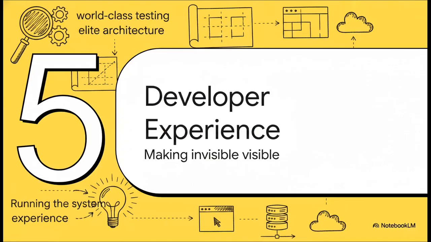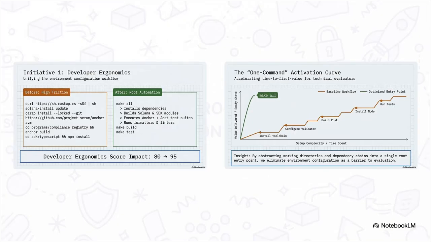All right, Section 5, the developer experience, making the invisible visible. By abstracting some really highly fragmented setup scripts into a single root makefile, they dramatically accelerated the time to first value for evaluators. Before they did this, developers had to manually install Rust toolchains, they had to pin specific Anchor CLI versions, and juggle all these NPM installs across different folders. Now, they simply type make all into their terminal. That's it. It's a single entry point that installs dependencies, builds out the Solana modules, and runs the entire testing suite. They basically eliminated environment configuration as a barrier to entry.